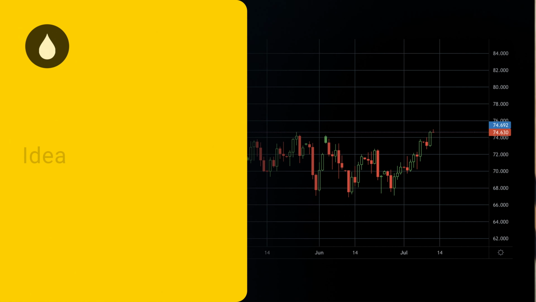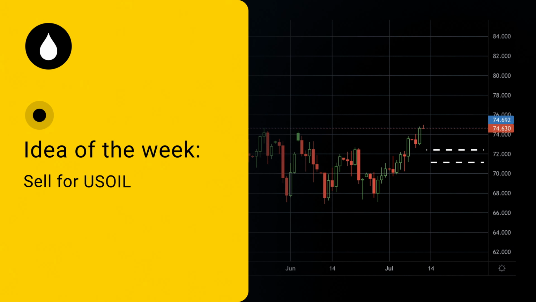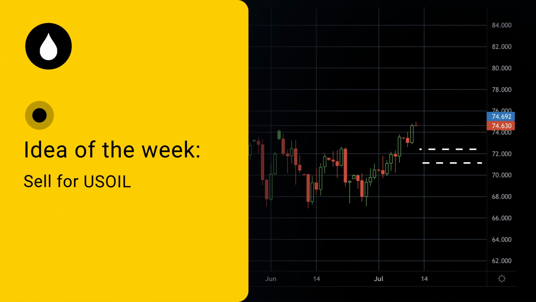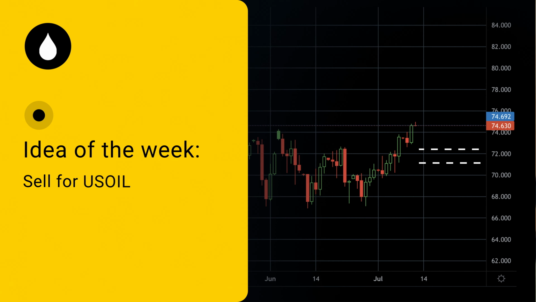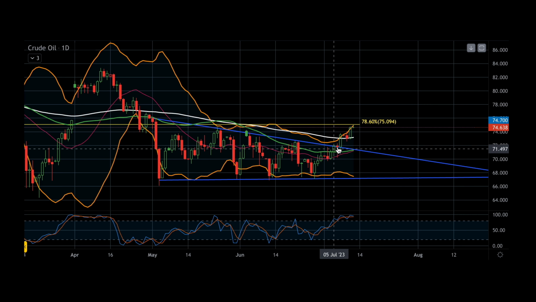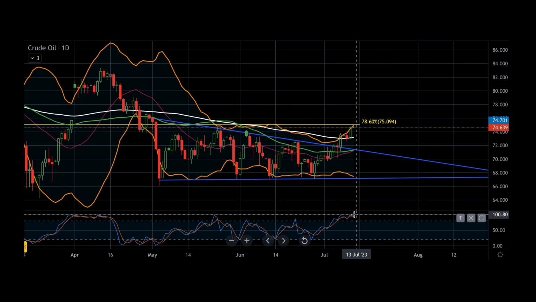Well, I am thinking of a potential short for crude oil with the target around the 72 or 71.50, given that the current area of technical resistance proves to be strong enough and we don't see any valid break above it. The price has broken above the recent triangle formation that was valid for the last 2 months and is currently trading around the area on the chart that consists of the upper band of the Bollinger Bands as well as the 78.6% of the weekly Fibonacci retracement level.